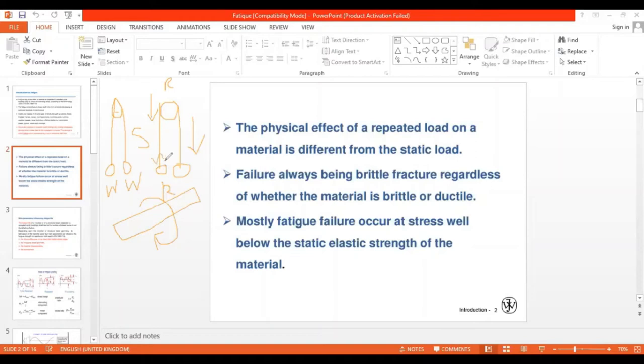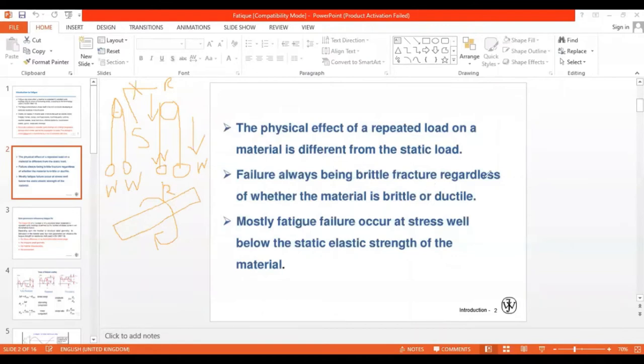Even if this is W and this is W, the effect of the static load and repeated load will not be the same. You couldn't observe any other difference. This is also a pulley, the same pulley, and here also two W's are hanging. The only thing is this one is staying stable, while here we are applying force this way and this way, this way and this way. So these two will not be the same. Failure is always a brittle fracture, regardless of whether the material is brittle or ductile.